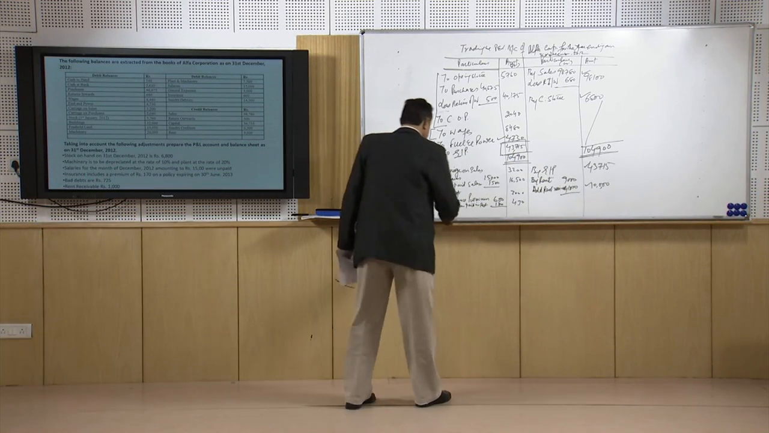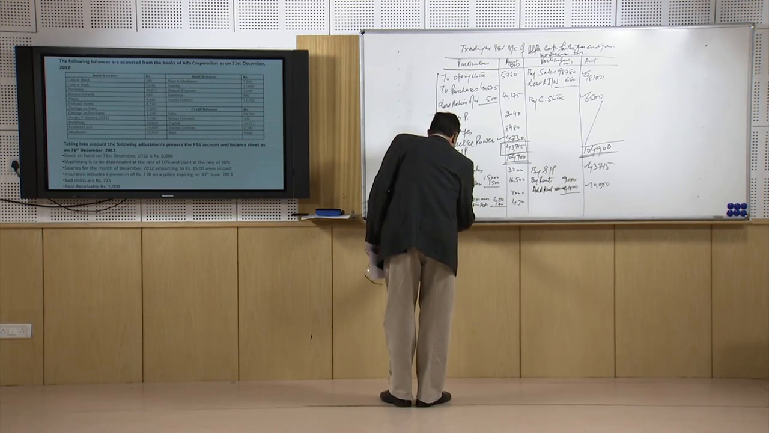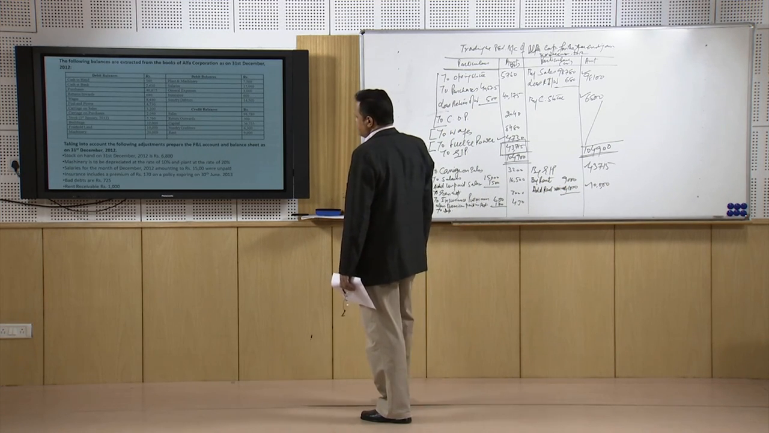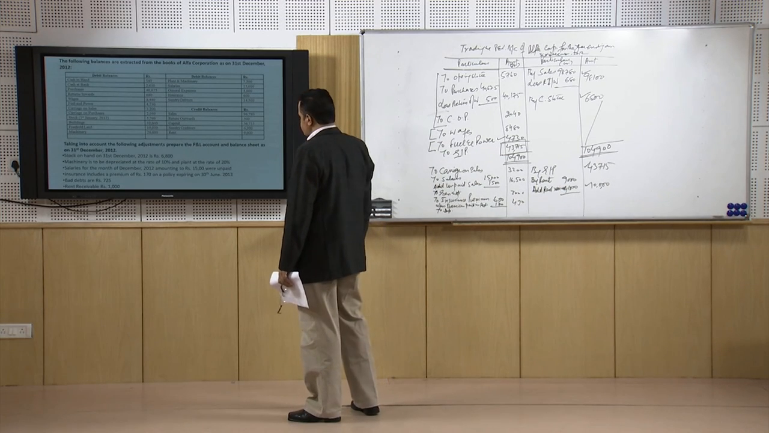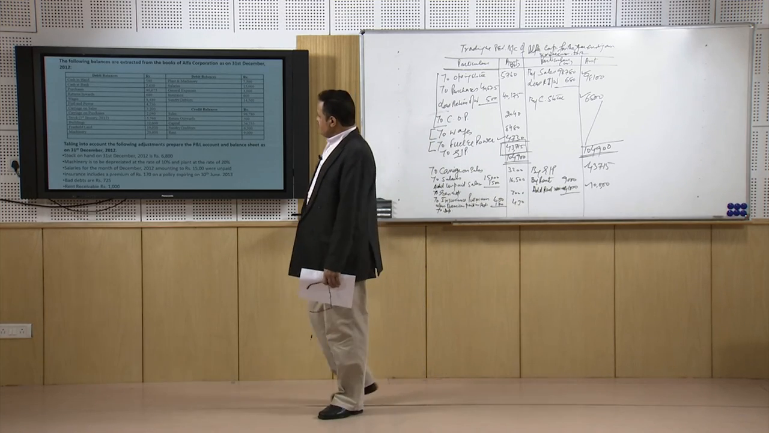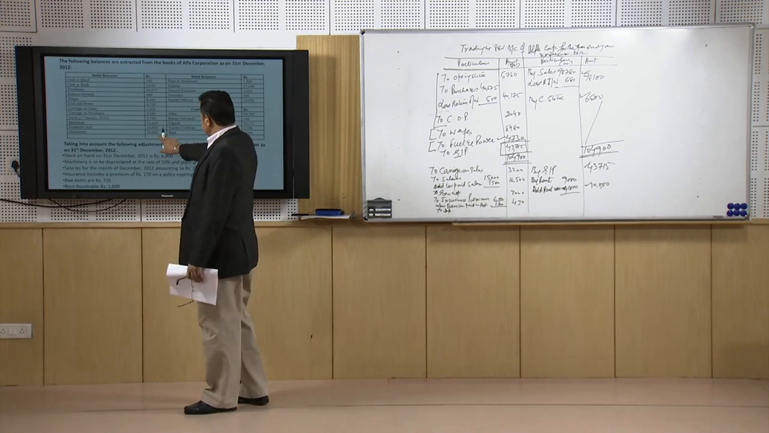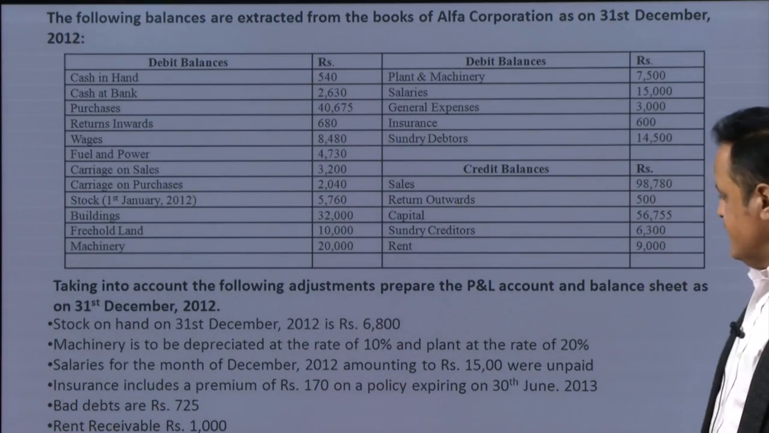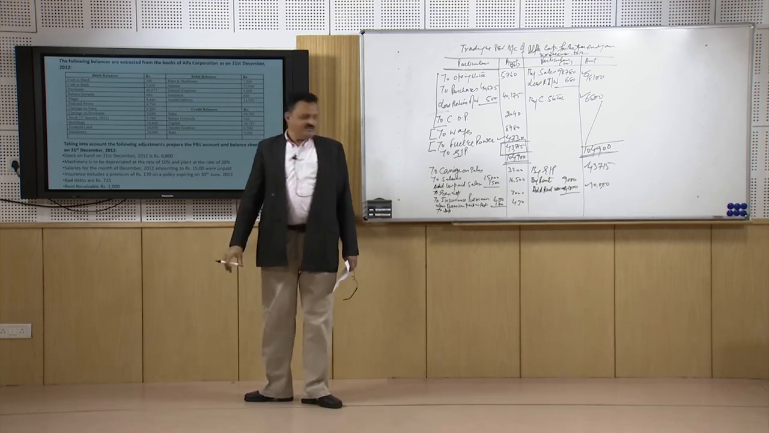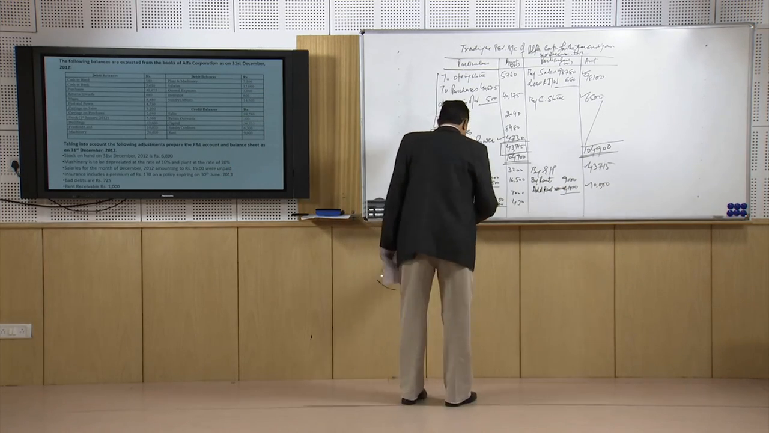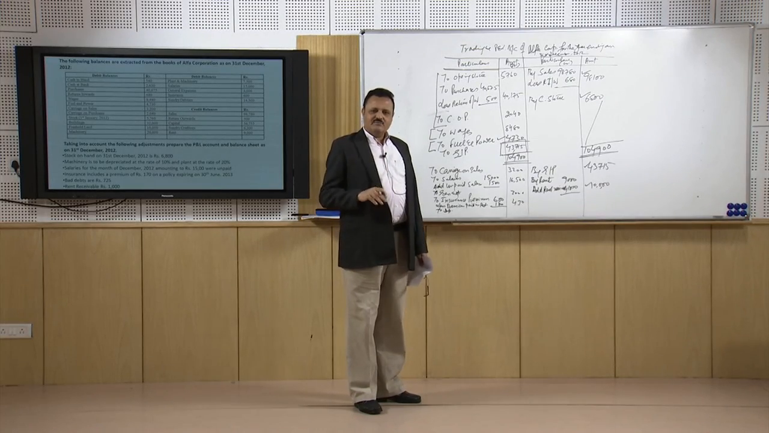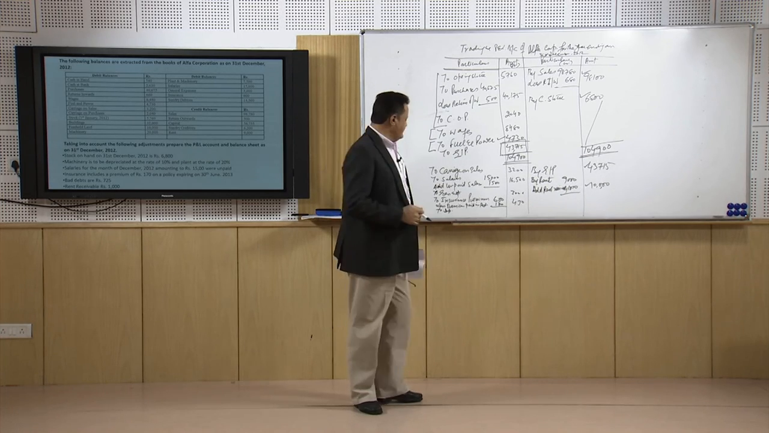Depreciation is one of the important indirect expenses. Here it says machinery is to be depreciated at the rate of 10% and plant at the rate of 20%. Machinery is 20,000 worth, so it is depreciated at 10%, and plant and machinery is 7500, so 20%. We can calculate it for both, put it in the inner column and take only one item in the outer column together.